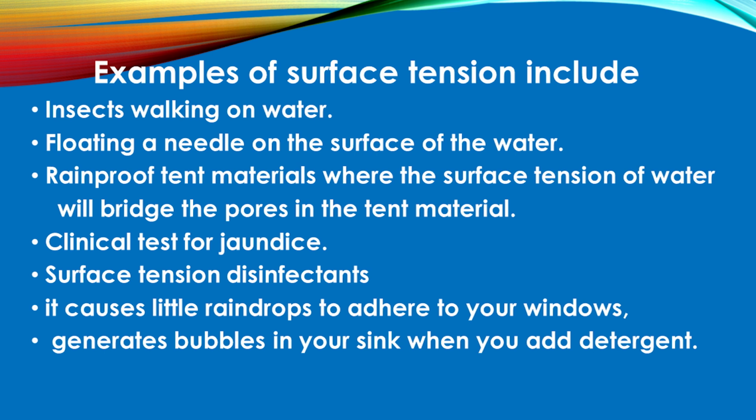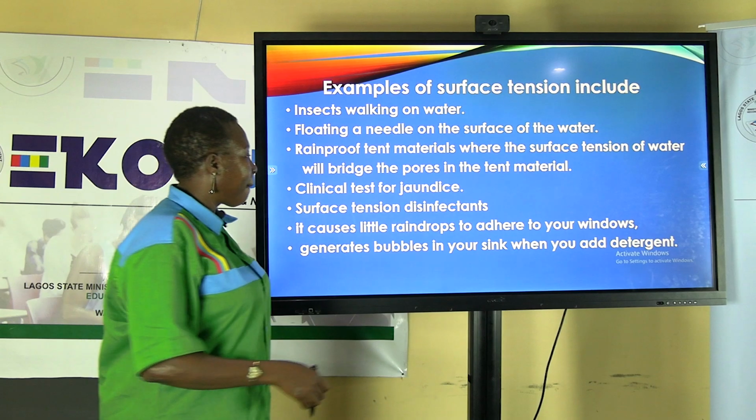Clinical test for jaundice. We also have surface tension disinfectants, and it also causes little raindrops to adhere to your windows when rain falls. You just be amazed that, okay, rain is falling and you have all these droplets on it. Then it also generates bubbles in your sink when you add detergents.